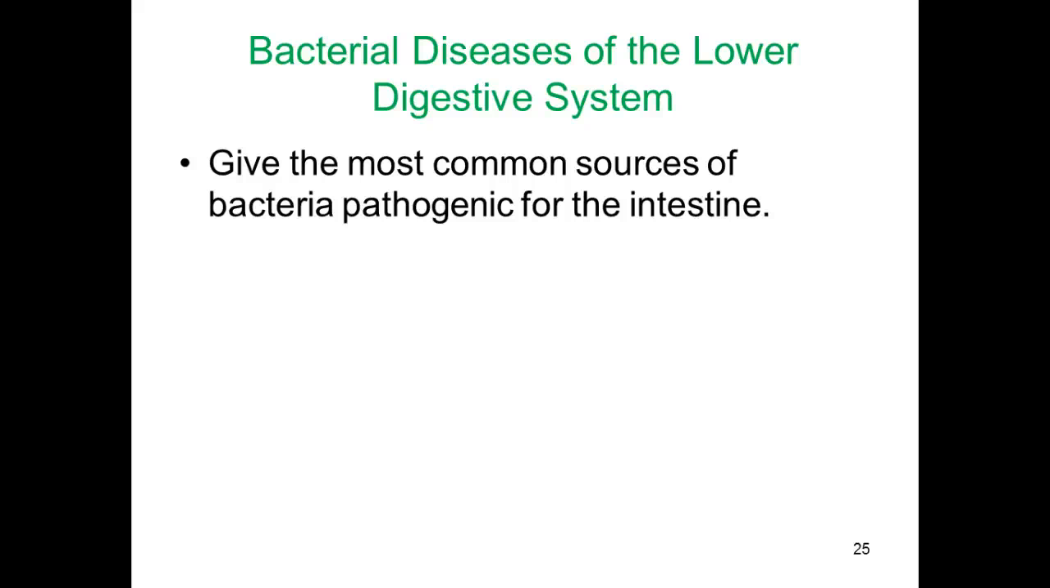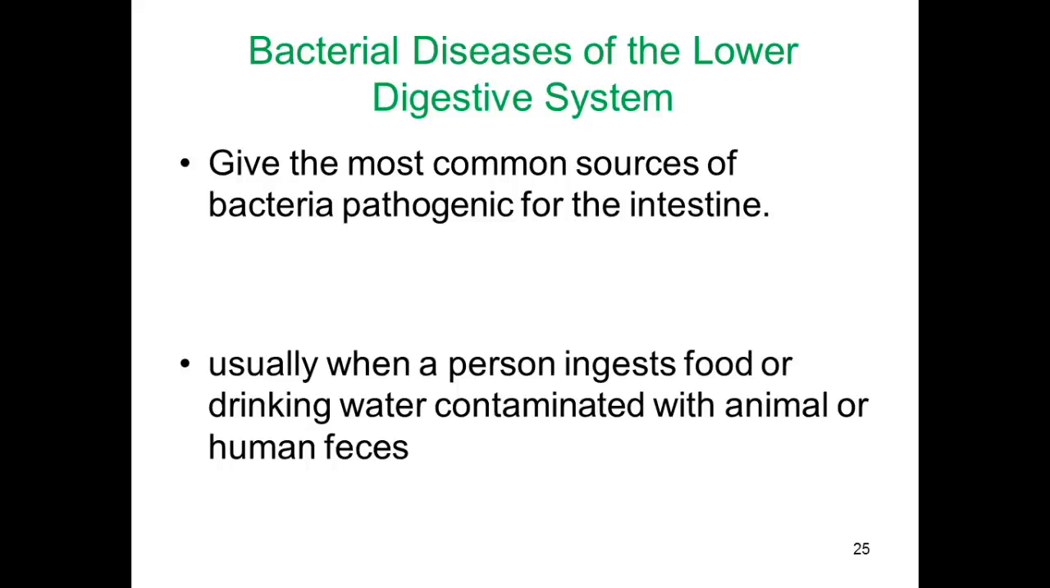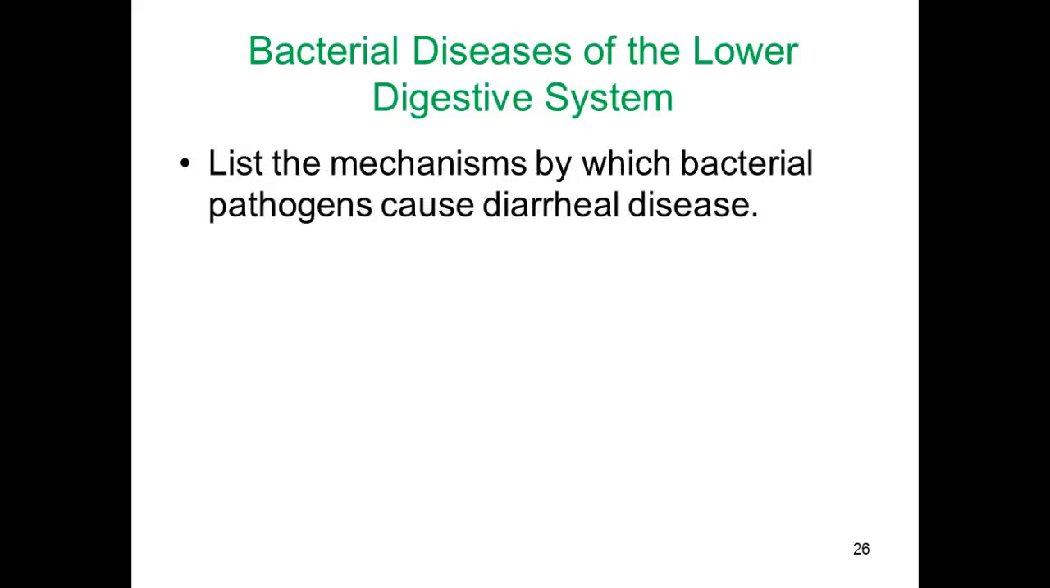The most common source of bacteria pathogenic to our intestines is referred to as the fecal-oral route. This is usually when a person ingests food or drinking water contaminated with animal or human feces. Microorganisms can be teeny tiny, so very small, non-detectable amounts could make you sick. So the dog drinking out of the toilet? Yeah, not a good thing.